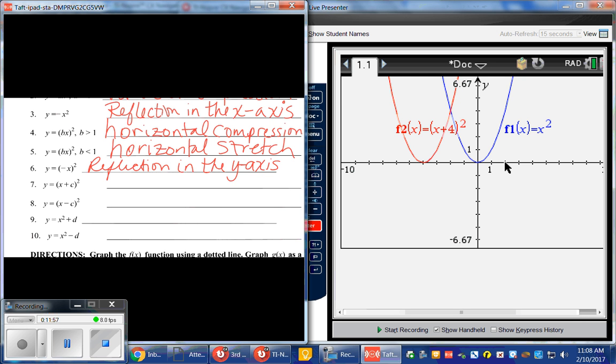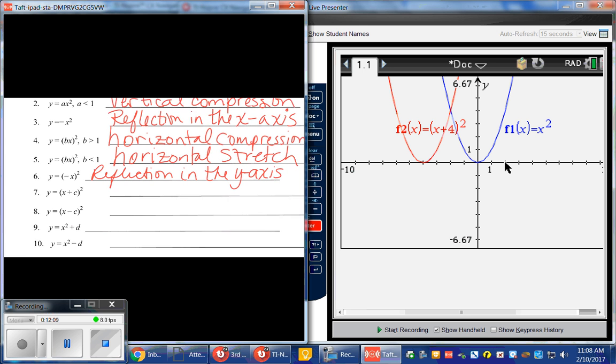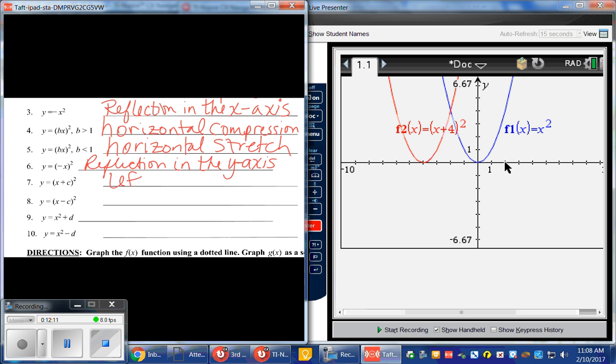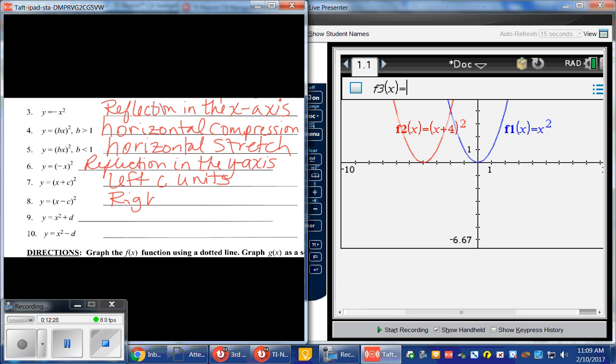So what happened? X plus 4 squared. So what happened from blue to red? Did it move left or right? Left. So we're going to say x plus c. Left c units. So what do you think is going to happen when I have x minus 4? It's going to move to the right c units. So the next one's going to be right.